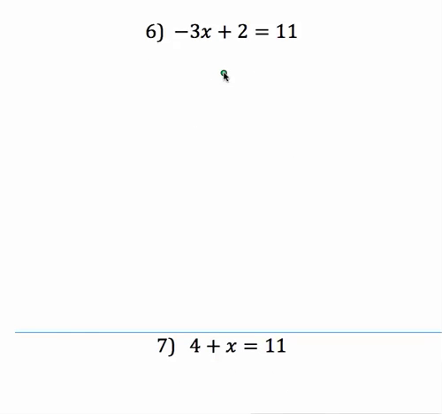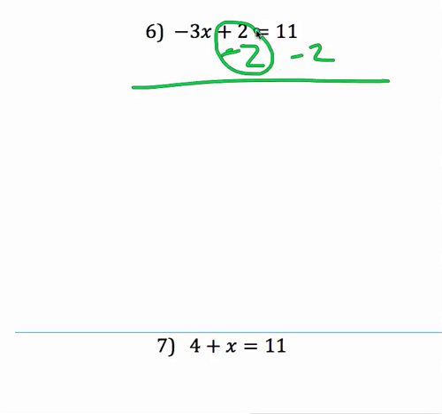Number 6. I'm going to subtract 2 from both sides because 2 and negative 2 make 0. On the left side I have negative 3x equals 9.